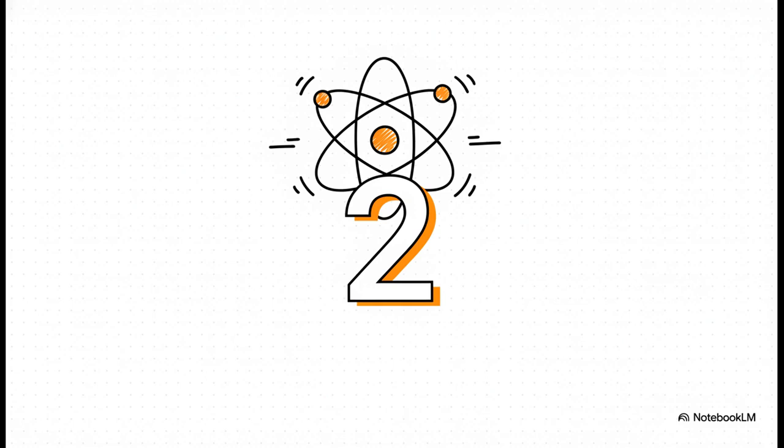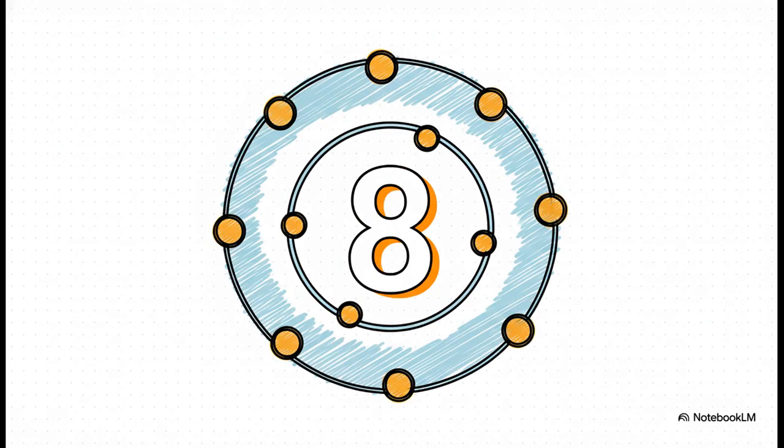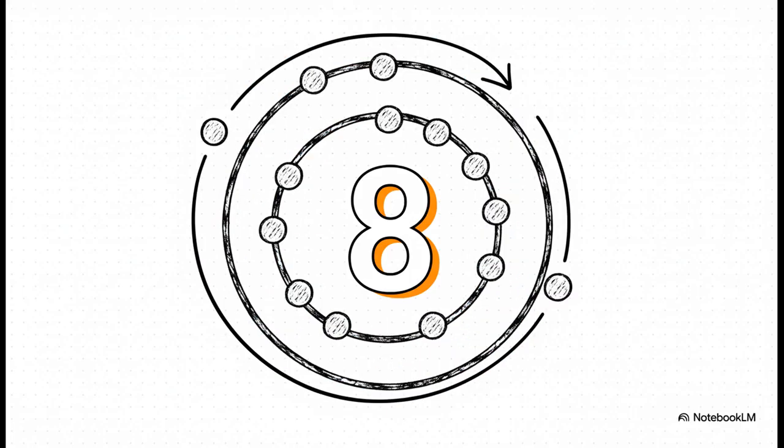That's it. And once that first shell is full with its 2 electrons, any more have to go into the next one out. That's the second shell. It's a bit bigger, so it can hold up to 8 electrons. And then for the third shell, for what you need to know for GCSE, it also holds a maximum of 8. So the rule is super simple. You just fill them up from the inside out. 2 in the first shell, then 8, then 8. Just remember that pattern. 2, 8, 8.